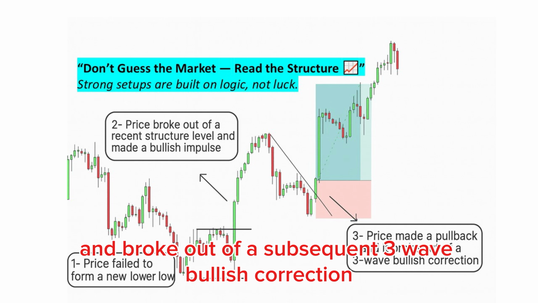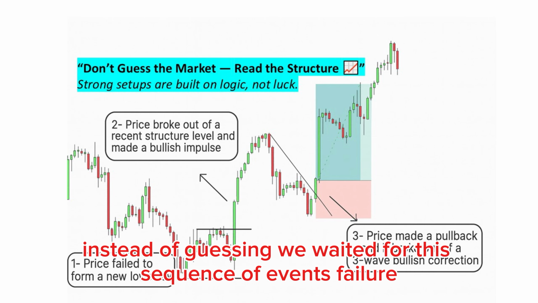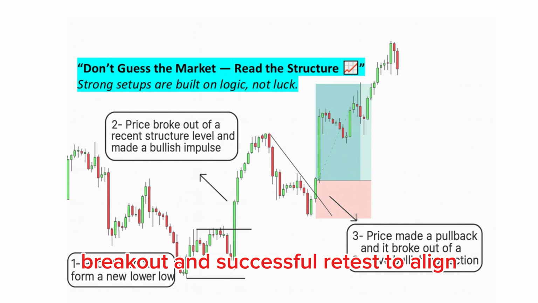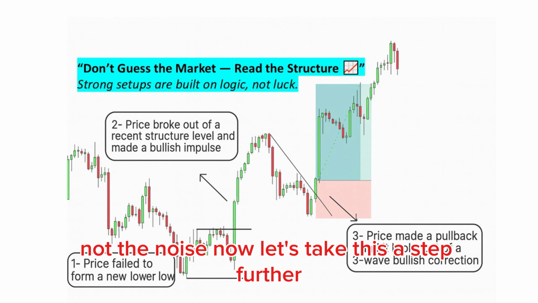Finally, we have the entry opportunity. Price made a pullback and broke out of a subsequent 3-wave bullish correction. This is the healthy, logical retest of the new support level. Instead of guessing, we waited for this sequence of events, failure, breakout, and successful retest, to align. This is how you trade the structure, not the noise.